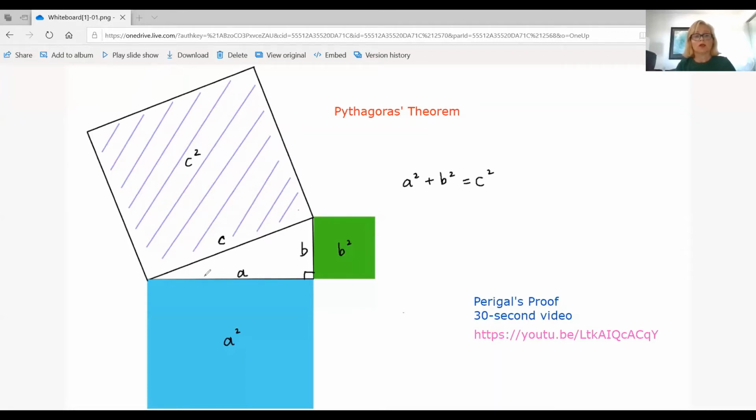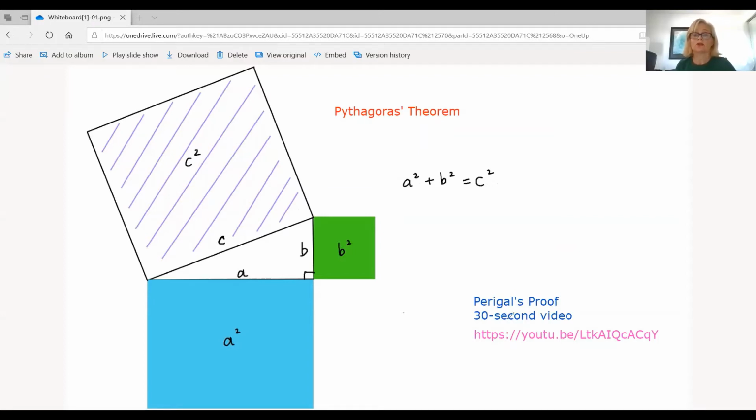So what he said was that in a right-angled triangle, the square on the hypotenuse, so c squared, is equal to the sum of the squares on the other two sides. So in formula form, we could say a squared plus b squared equals c squared. There is a cool little 30-second video if you would like to look at that later on.